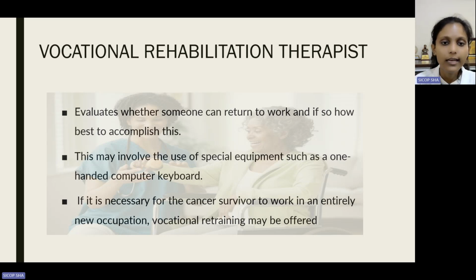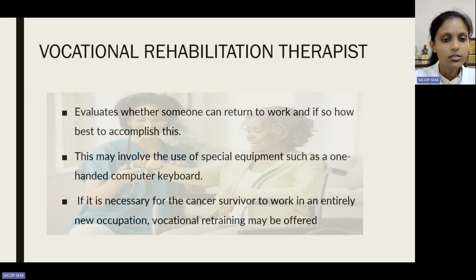This may involve the use of special equipment such as a one-handed computer keyboard. If somebody is disabled and needs a one-handed keyboard, that is an example; like this, many other changes which are needed to get the person back to work are done by the vocational rehab therapist. It is necessary for cancer survivors also, if they think that they can go back to work. Sometimes when they go back to work in an entirely new occupation, vocational rehab may be offered, or they need the vocational rehab therapist to be with them to make them understand the new things and get back to work.